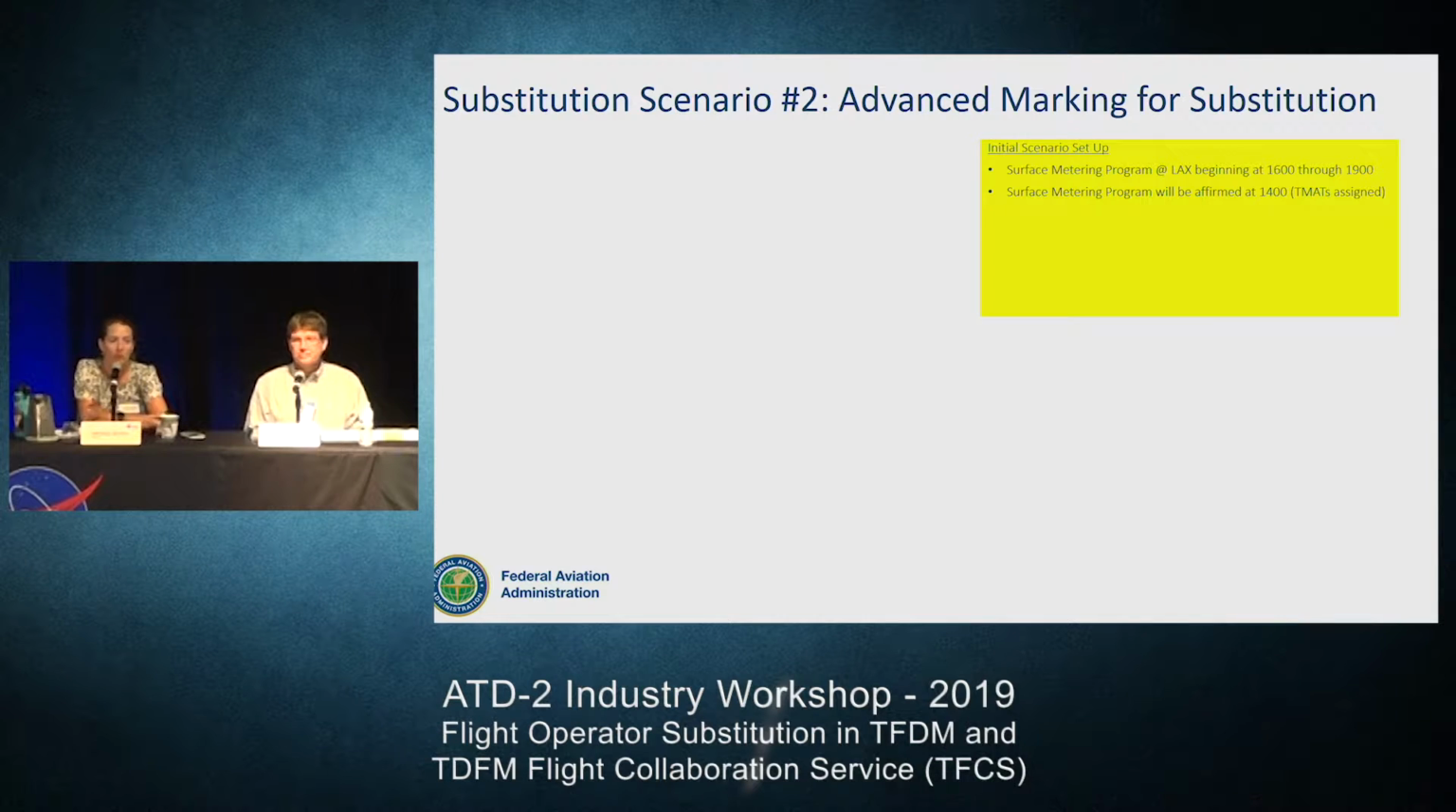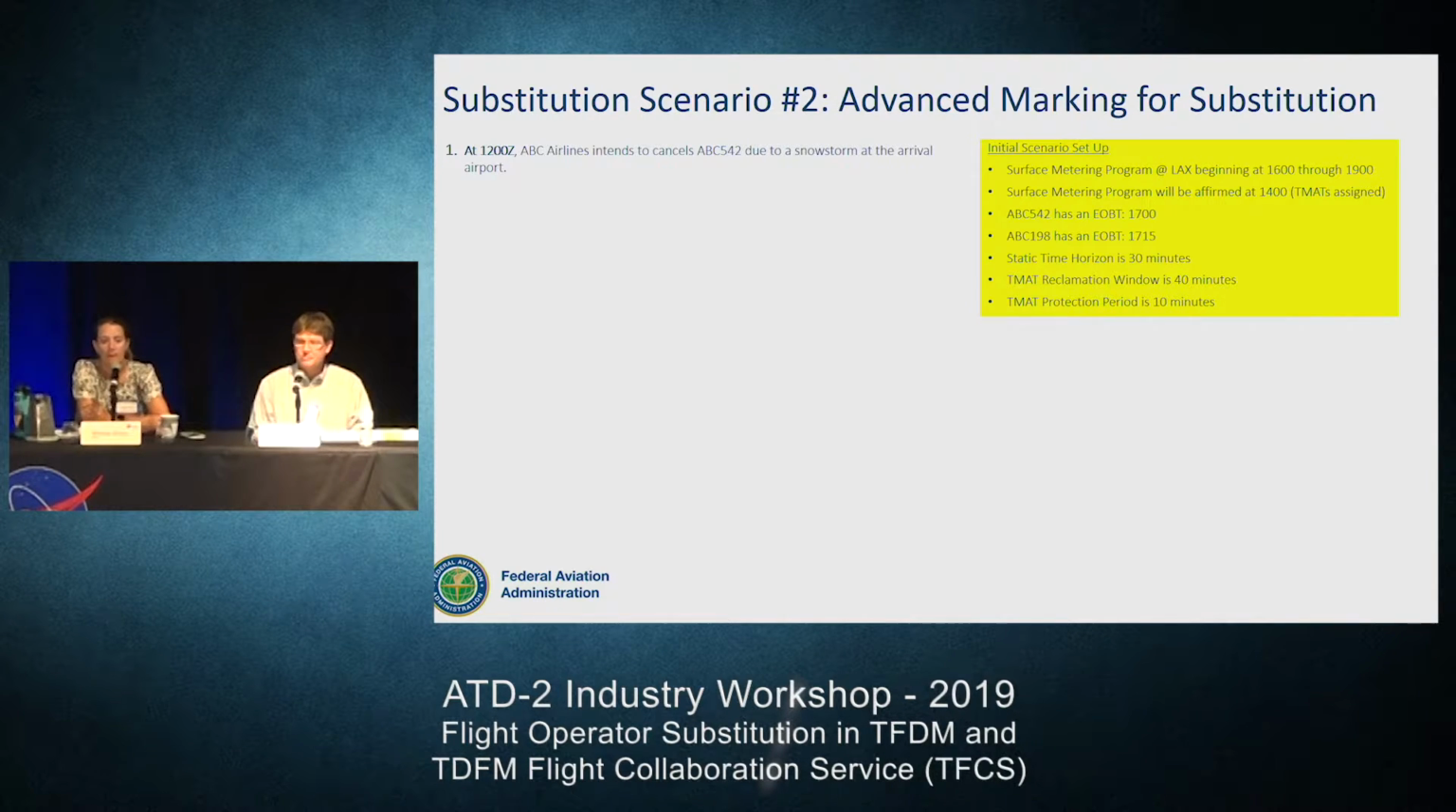And even though they may still move, since the early ones are outside the static freeze horizon, that is when the times will be assigned, and that is when the tower controllers or tower personnel have said this program is going to be essentially click and confirmed at 1400. So the 2 flights that we're looking at do have EOPT submitted. Static time horizon is still 30 minutes, reclamation window is still 40 minutes, and protection period is still 10 minutes. Those parameters are the same as the previous scenario.